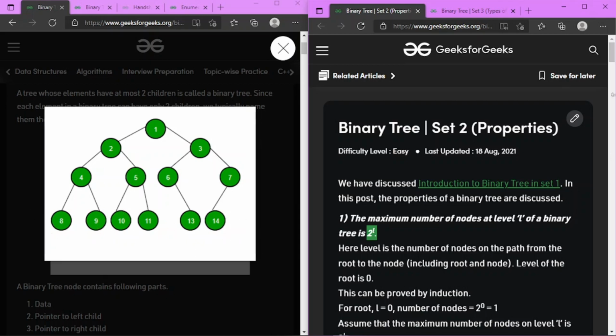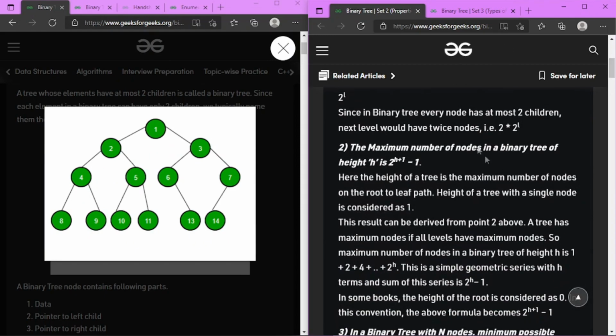Okay, now coming to the next property: the maximum number of nodes in a binary tree of height h is 2 to the power h plus 1, minus 1. So if we consider this first node to have a height of 0, then we will have this formula. If we consider that the height starts from 1, then this plus 1 will not be there, but we have to always remember that we generally use height from 0. So 0, 1, 2 and 3. So this height is 3.